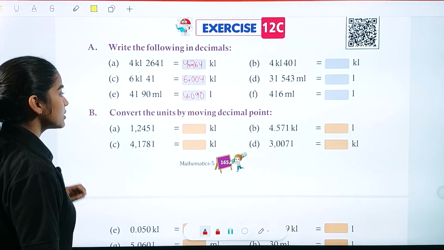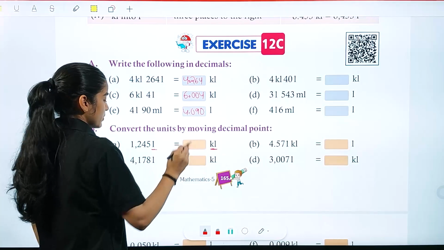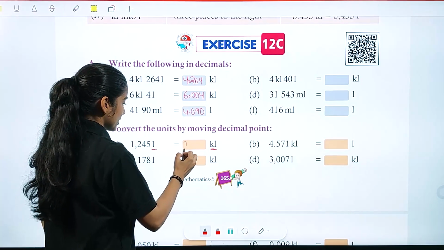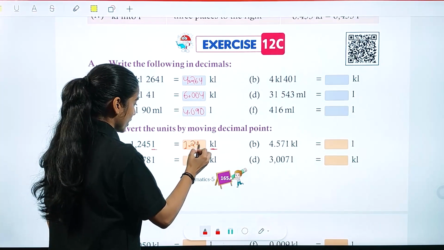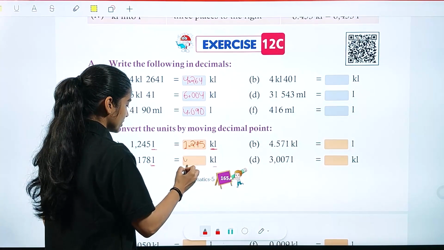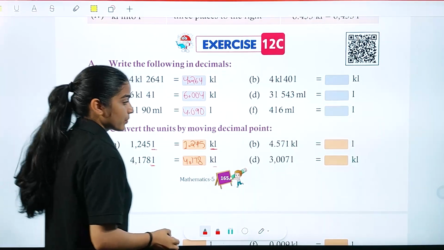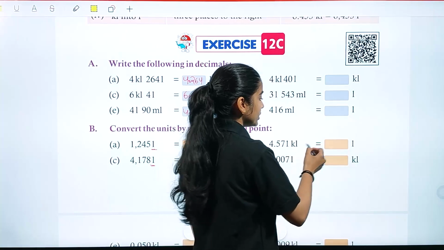Now convert the units by moving the decimal point. Small unit to big unit, it means we have to shift towards the left hand side. So 1.245 liter is your answer. Now liter to kiloliter, again we have to repeat the same process. So 4.178 liter. 4.57 kiloliter into liter.